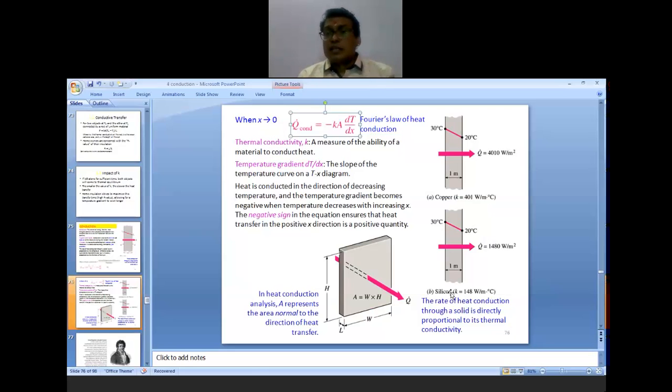When the thermal conductivity K is higher, it is easy for the material to conduct the heat, and as a result, the rate of heat transfer is also high. If the ability of a material to conduct the heat is high, that is, the thermal conductivity K is high, as a result, you will get higher heat transfer rates.